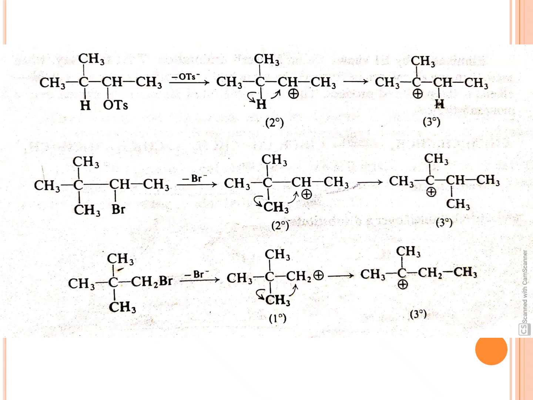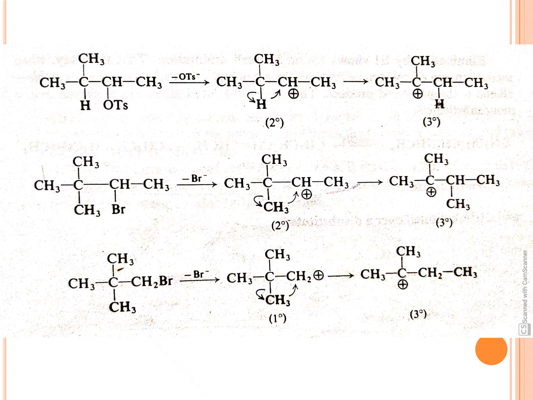So this is the mechanism showing that rearrangement. You can see in this first reaction, by the elimination of the tosyl group, a carbocation is formed on the second carbon, and a hydrogen is migrated to that carbon and the positive charge is migrated to the carbon which is leaving the hydrogen. That is the rearrangement. That is, the secondary carbocation formed first is converted into a tertiary carbocation because it is more stable than secondary.